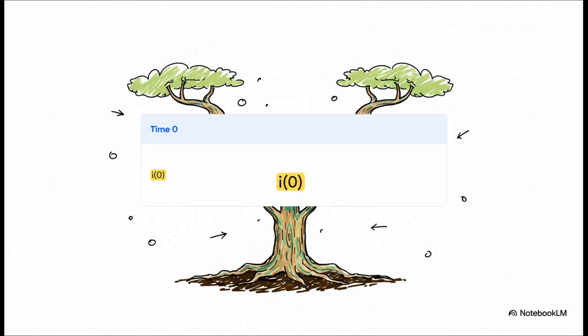Everything starts right here at time zero. This is today, the here and now. There's no uncertainty yet. Our starting point, the root of our tree, is just the current one-period interest rate. No guesswork, no probabilities. We can just look it up in the market.